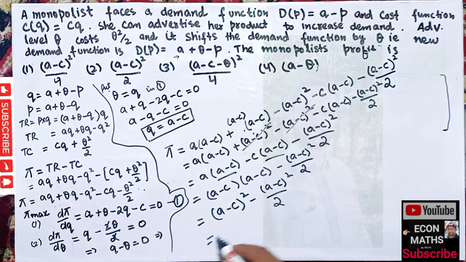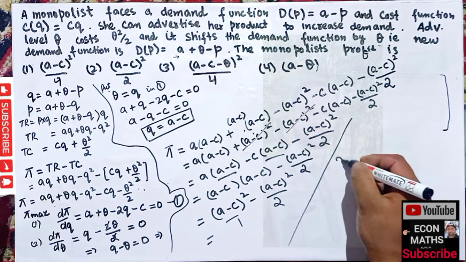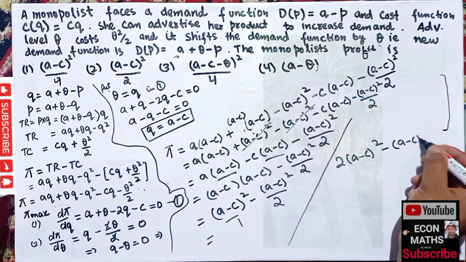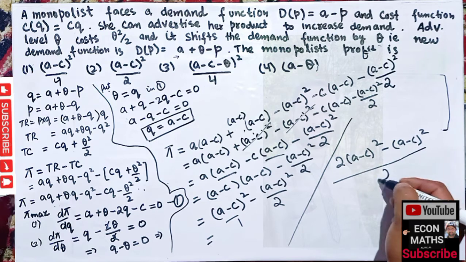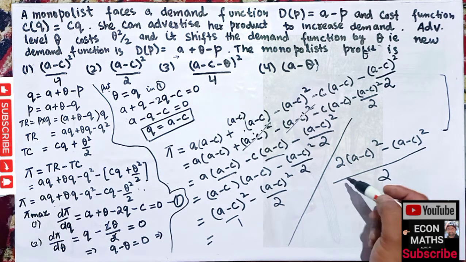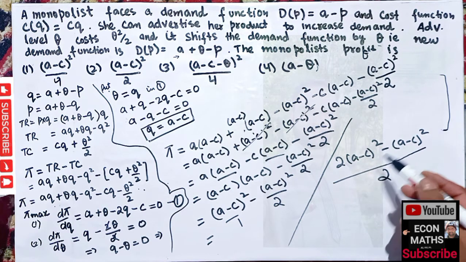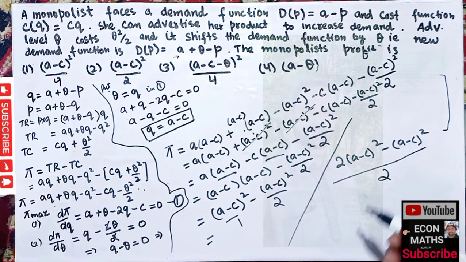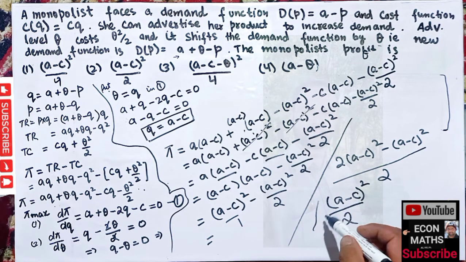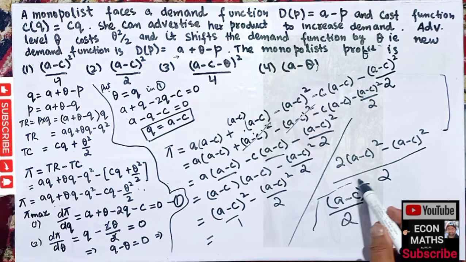Solving this, cross multiplying, we have 2 a minus c whole square minus a minus c whole square, divided by 2. Now since these two terms are the same, we can subtract them. Twice a minus c whole square, from that we subtract a minus c whole square, so we get a minus c whole square divided by 2. That means the monopolist's profit would be equal to a minus c whole square divided by 2.